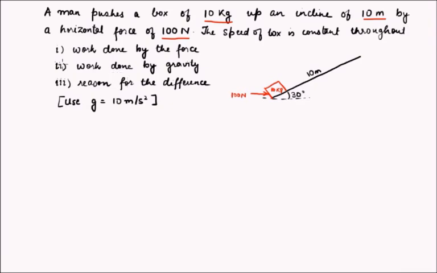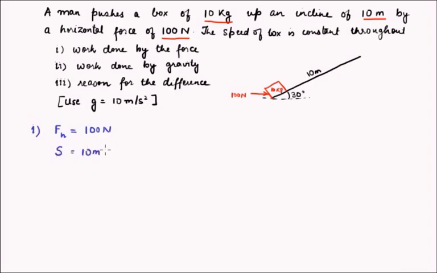And the first part says: what is the work done by the force? To find the work done by the force, we first need to write down the force. The force in the horizontal direction, I am writing that as FH, is given as 100 newtons. And the displacement in this direction is 10 meters. Let me represent it by S is equal to 10 meter.